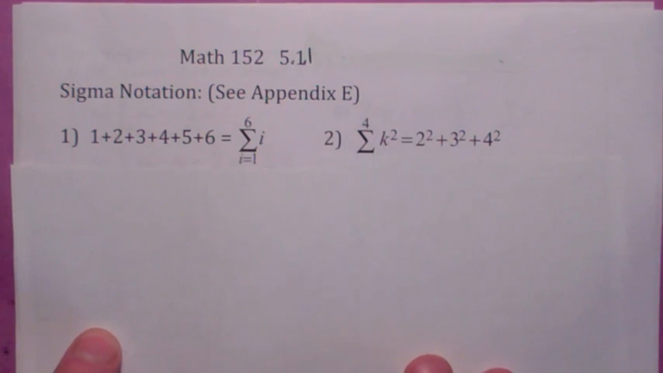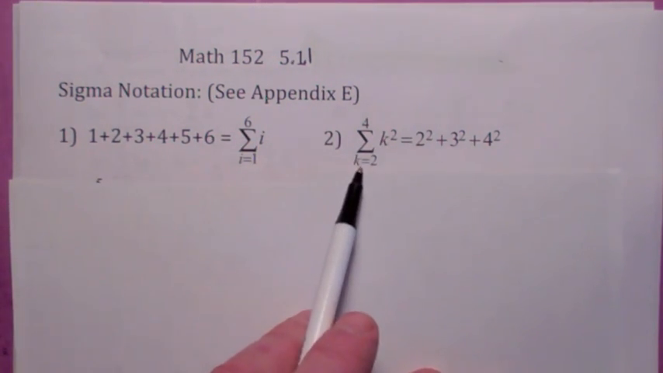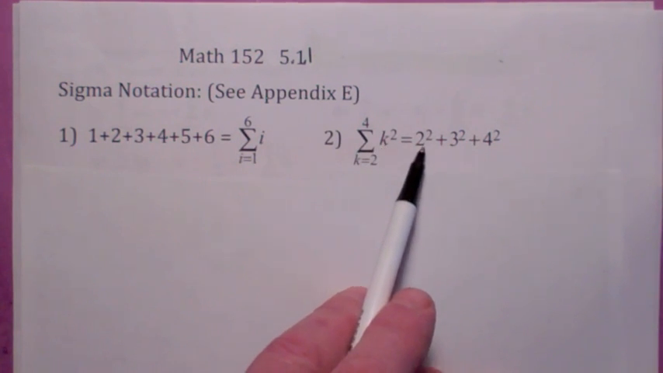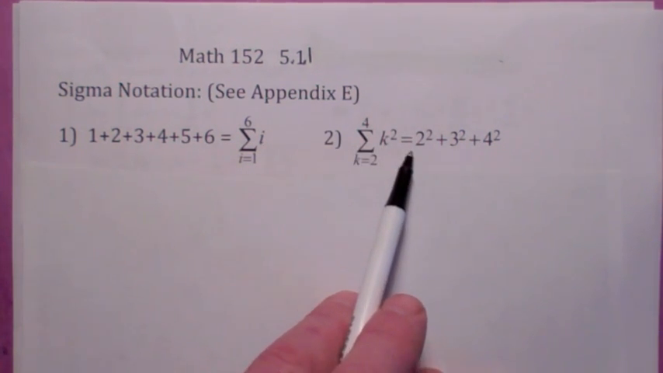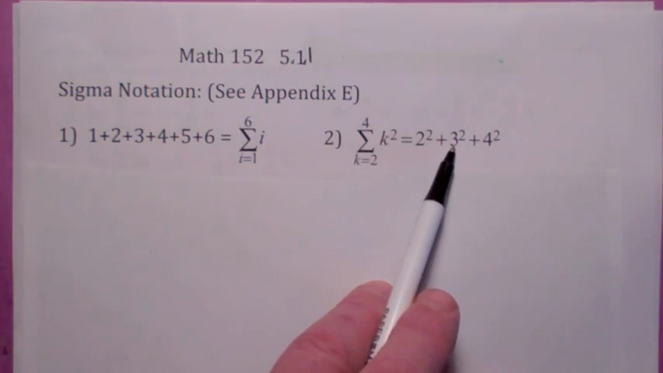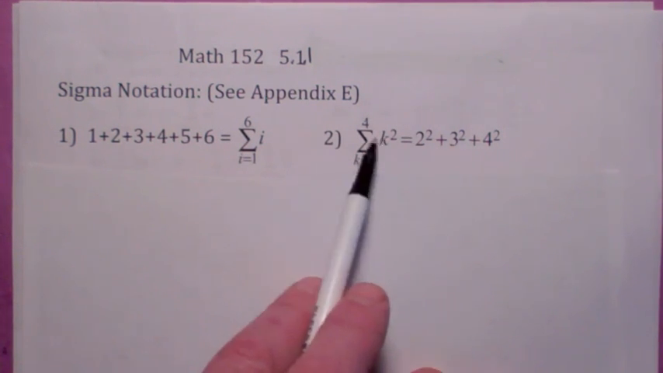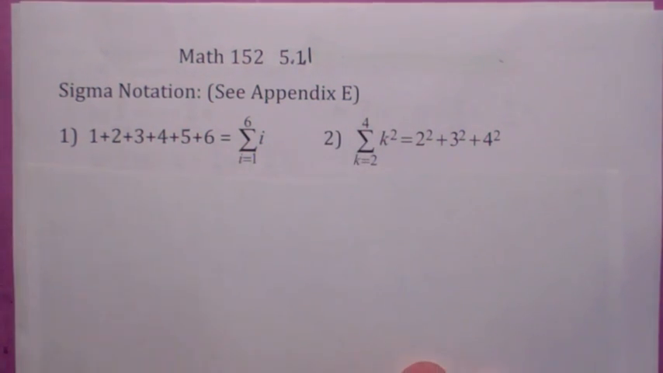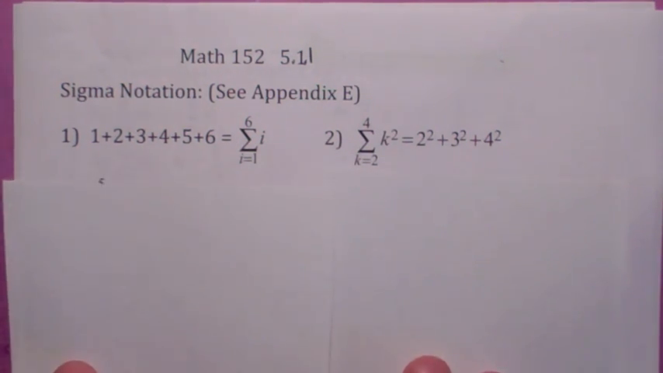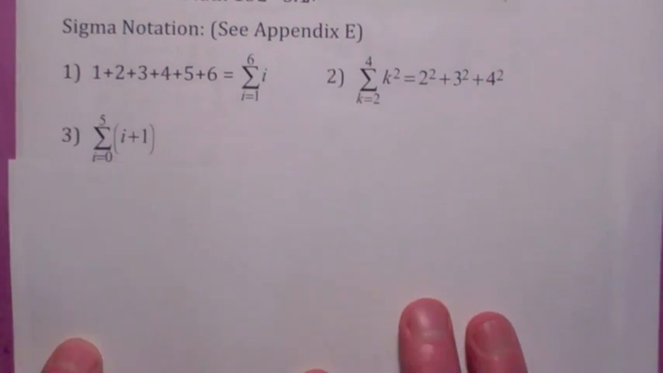Anyway, so for example, when you see the sum k equals 2 to 4 of k squared, k starts out to be 2, you get 2 squared plus, kick this up 1, k is 3, so now you get 3 squared plus, and the last one would be 4 squared. So we're going to use that a lot, and also you'll use it in Math 153.